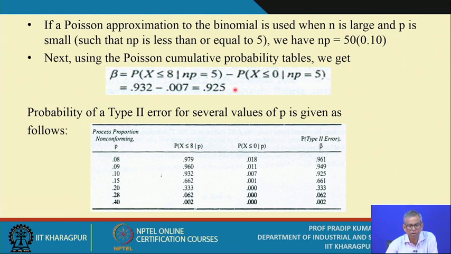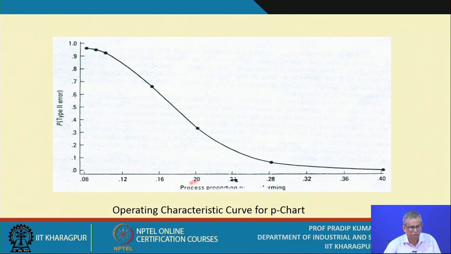So as the shift from the central line, that means the average across which the process exists, as the shift magnitude increases, the probability of making type 2 error decreases. That means the probability of non-detection decreases. So this is just an example. This sort of curve we will get, showing the probability of non-detection of the shift in the process parameter value.